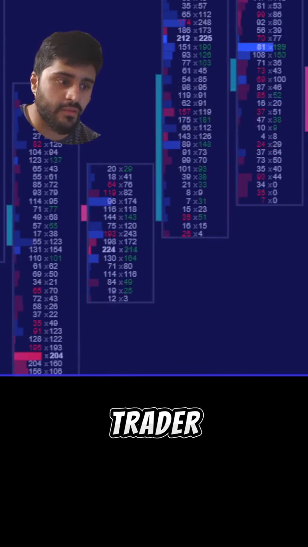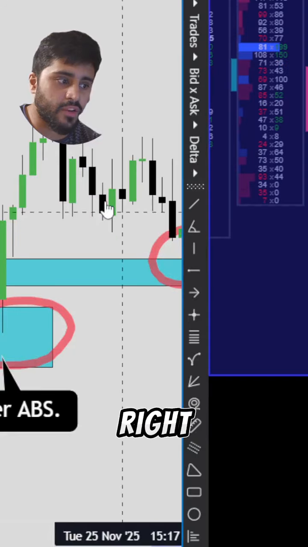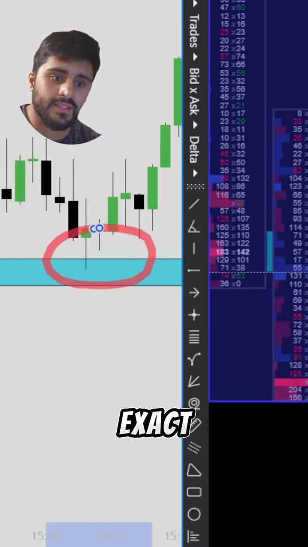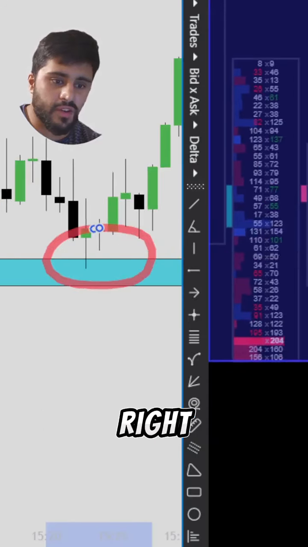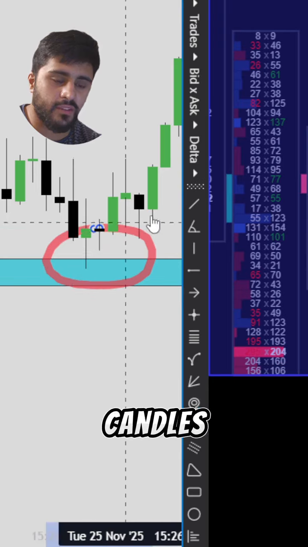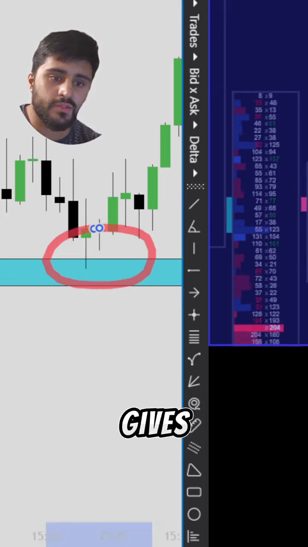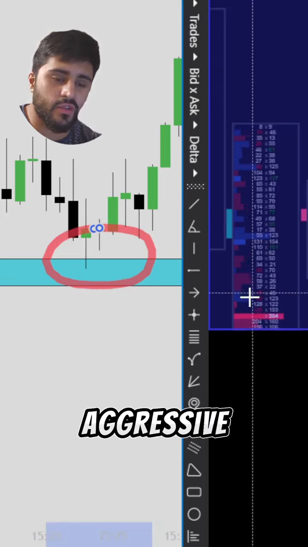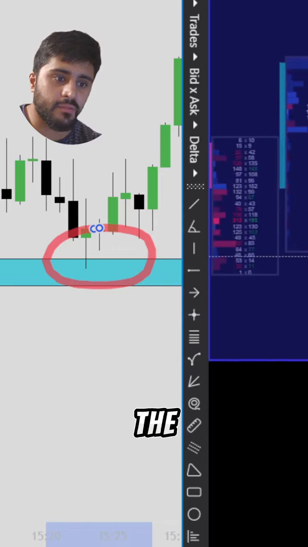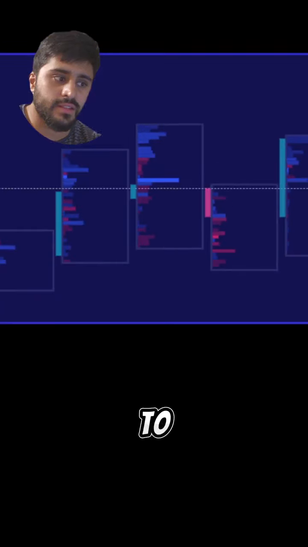So if you're a trader and you're trading fair value gaps, right, and you're struggling to find the exact entry, it's because of this, right? So when you have these candles with the order flow, it gives you a better insight as to seeing the aggressive sellers failing as the market begins to tank to the upside.